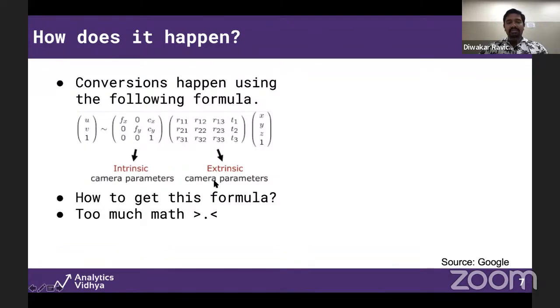So what are the extrinsic parameters? Extrinsic parameters are those that depend on the environment, like the camera. R stands for rotation and T stands for translation, right? R is what you refer to as a rotation matrix, and T is a translation matrix. So what do I mean by rotation and translation?